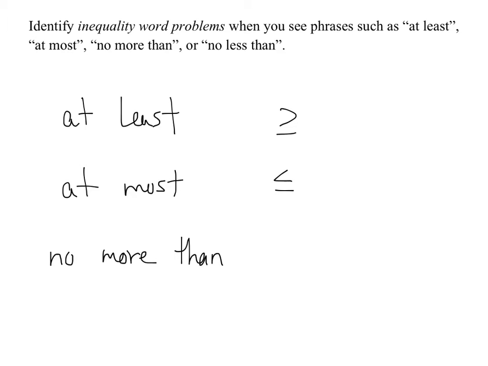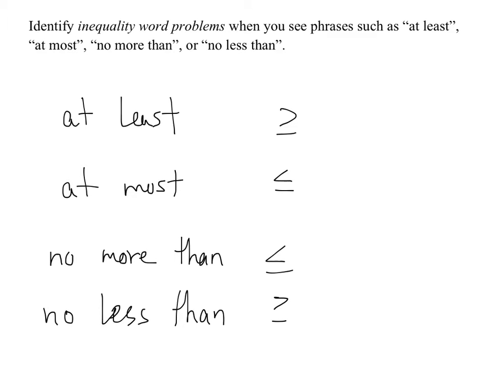If I said I can give you no more than 2 more days to finish the assignment, what does that mean? Less than or equal to. And then no less than. If I say, you know what, I'm grading this homework assignment for you guys, but it's going to take me no less than 3 days to grade it. So it's going to take me 3 days or more, right? Greater than or equal to.